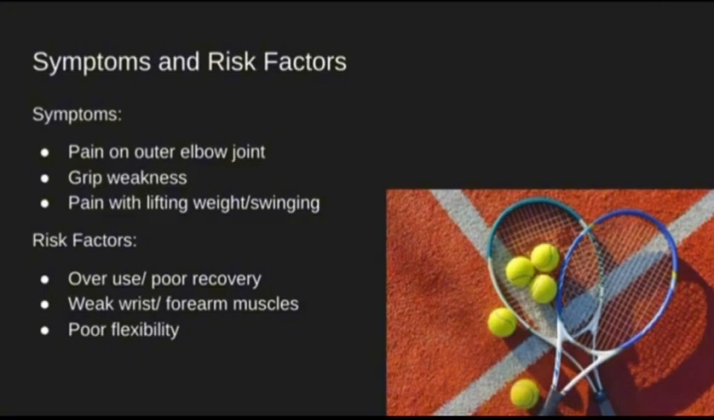Symptoms and risk factors. Some symptoms are pain on the outer elbow joint, grip weakness, and pain with lifting and swinging. Risk factors: overuse and poor recovery, weak wrist and forearm muscles, and poor flexibility.